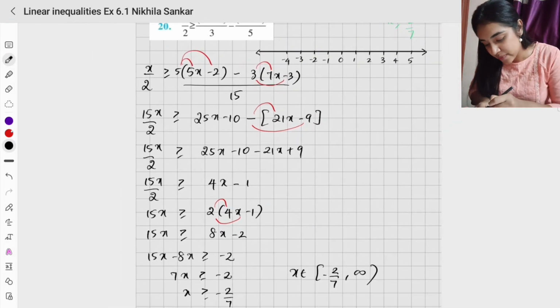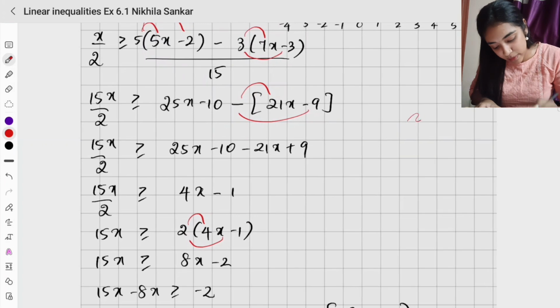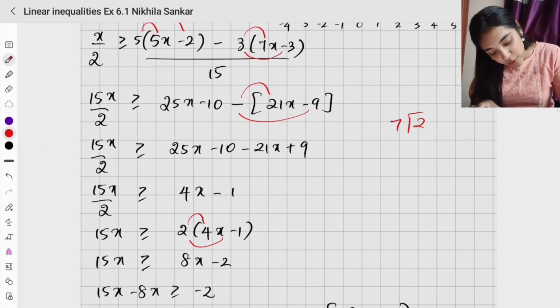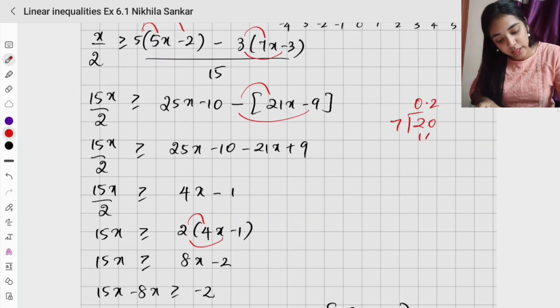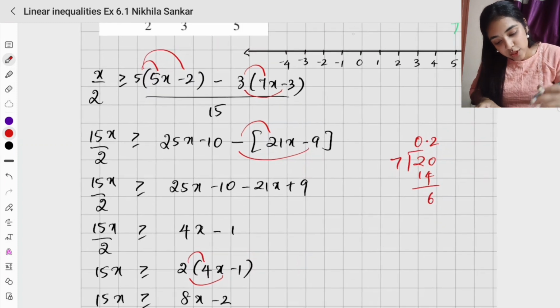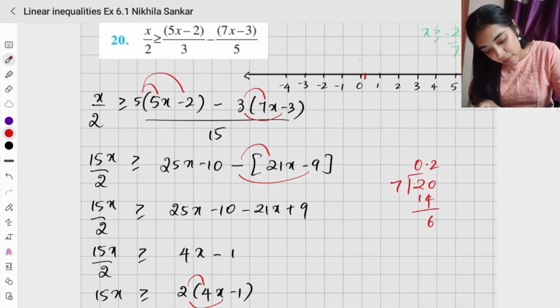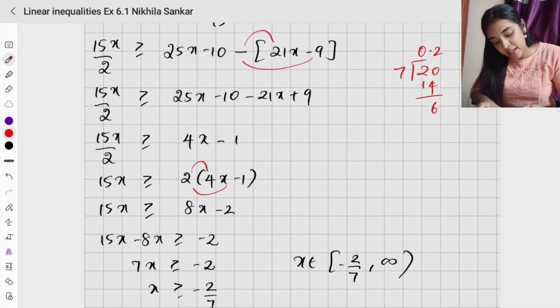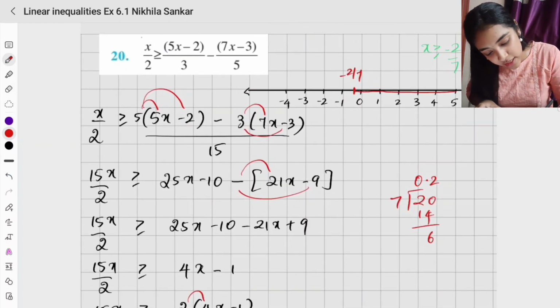So how does your number line look like? Where is your minus 2 by 7? Minus 2 by 7 is nothing but 2 divided by 7 which is going to be 0.2, since 7 twos are 14, 6, 0.2. So it is going to be somewhere here. So this point is my minus 2 by 7. So it is going to be minus 0.2. So the point is going to be over here, minus 2 divided by 7, and it is greater than minus 2 by 7. So in the number line, until positive infinity. So this is my solution. Please copy.